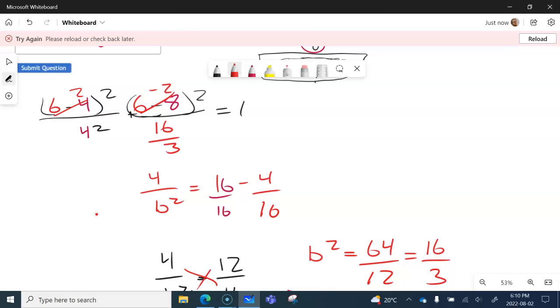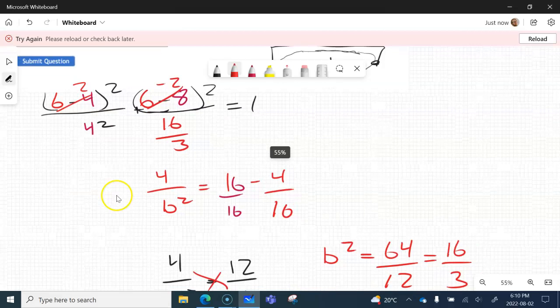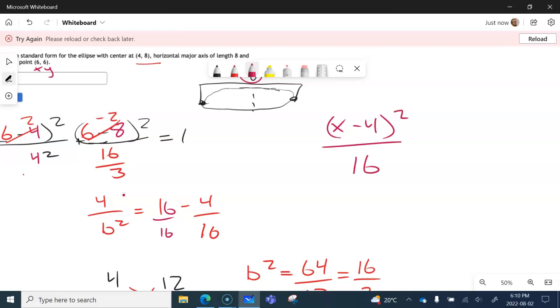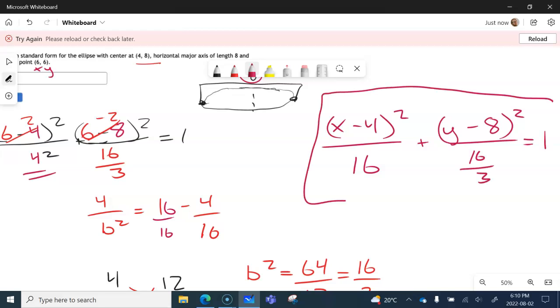A couple other things we could do, and probably should do to clean this up, if you wanted to pump in that whole equation now. Let's put the x and y's back. So it's (x minus 4) quantity squared over 16, right? We should square that out because we can. That's going to be plus (y minus 8) quantity squared, and then again, we'll just leave that over 16 thirds. I know that's wacky. And that equals 1. So there you go, buddy, right there.